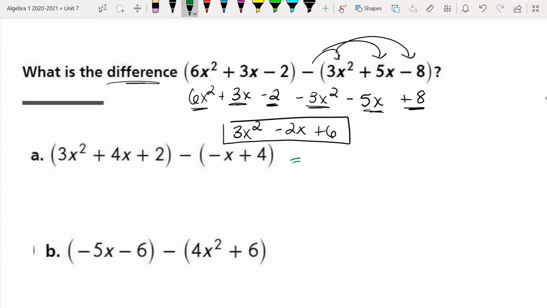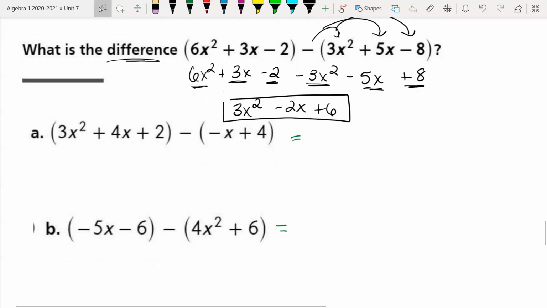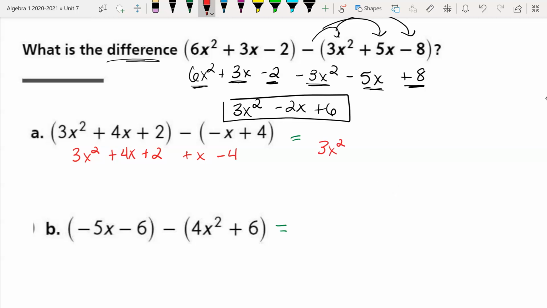So go ahead and try the next two. So again, hopefully you had a little bit of time to try these. I'm going to rewrite it like I would. So the first one doesn't change. The second one is going to become a positive x and a negative 4. And I'm just going to go through and combine like terms. So 3x squared. 4x plus x gives me 5x. 2 minus 4 gives me negative 2.